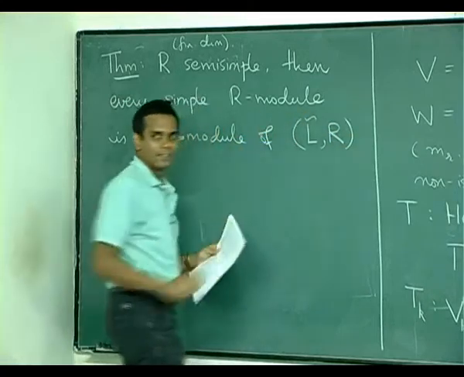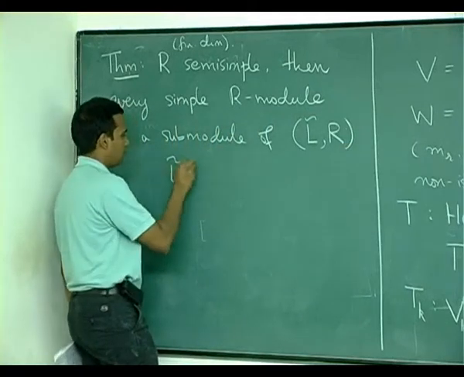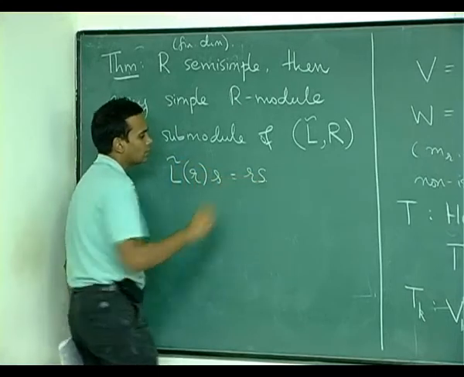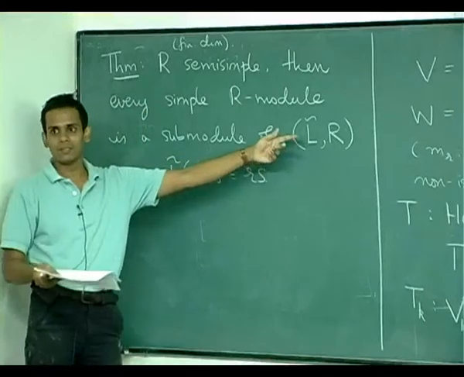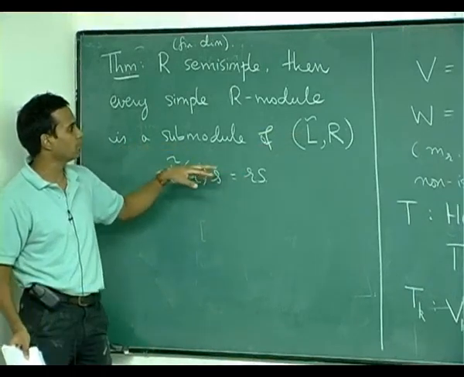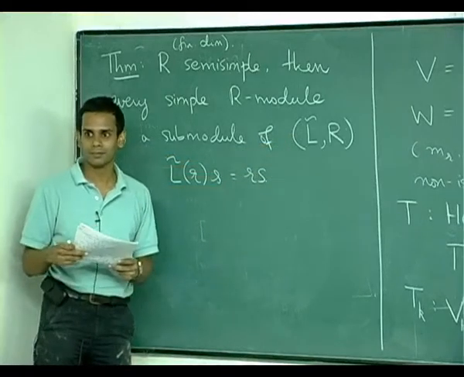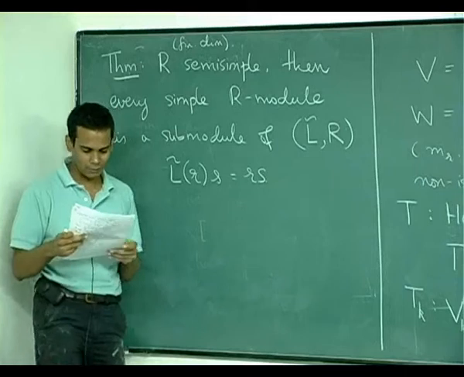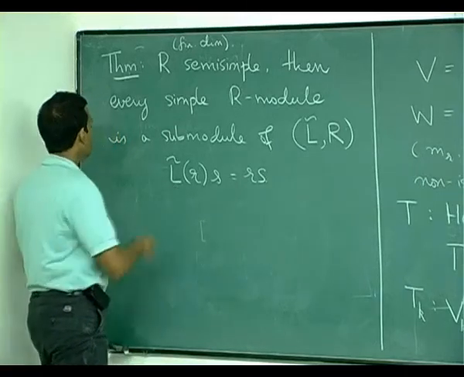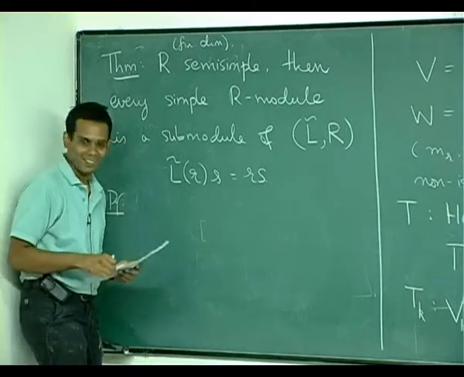Maybe I called it L tilde. So L tilde (R, s) is just rs. So this turns R itself into an R module. And what we are saying is that if you want to find all the simples, you just have to look for them inside the left regular representation. So the proof is quite simple.